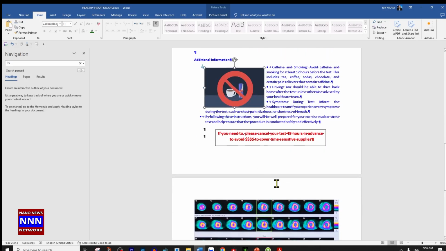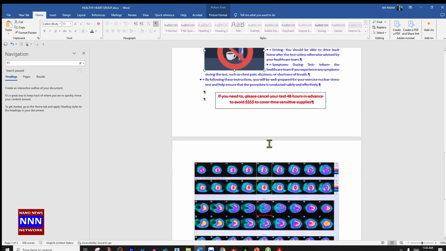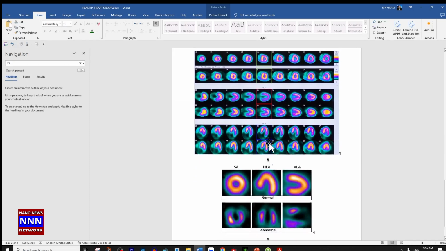And most importantly, if they want to cancel the test, they need to do it 48 hours before, because there are time-sensitive supplies that are ordered which cannot be used. And so put that in bold red text. Then here are the sample images put together.